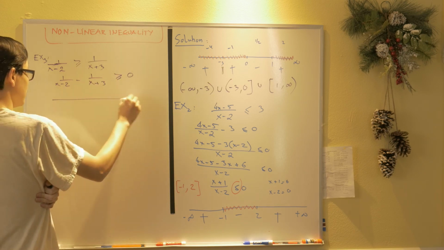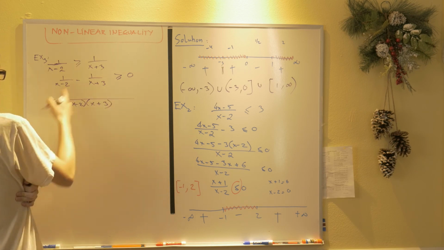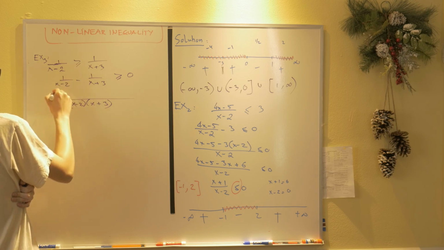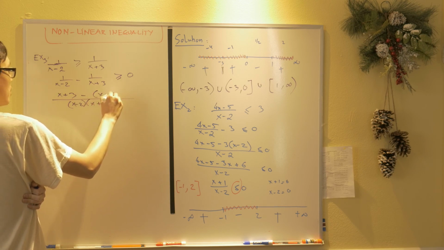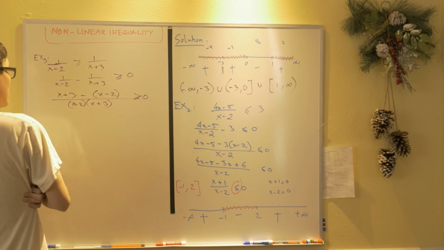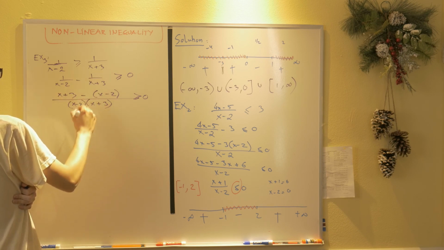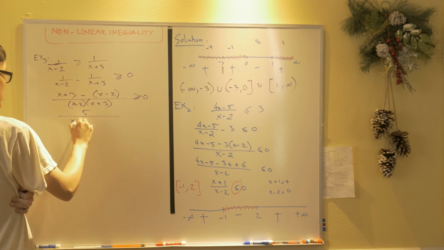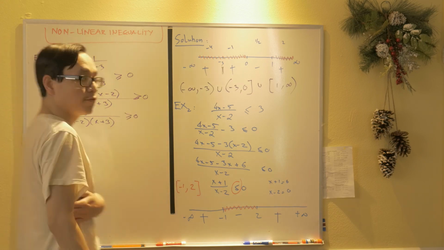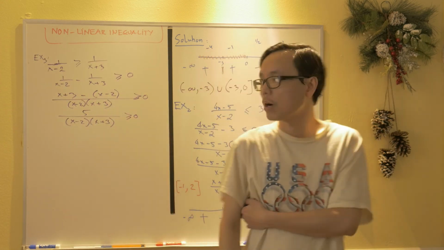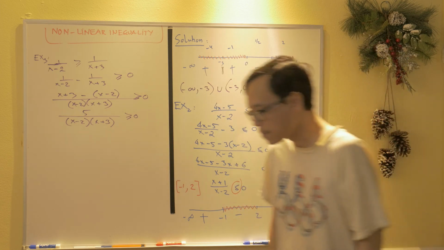Then you find the least common denominator. You multiply over here by x plus 3, and you multiply down here and up here by x minus 2. Then you distribute and cancel the x, right? 5 over x minus 2, x plus 3. And now you have successfully converted it into factoring form. On the top you have 5, the bottom you have x minus 2, x plus 3 in factoring form, but the top is just a number so you can ignore it.